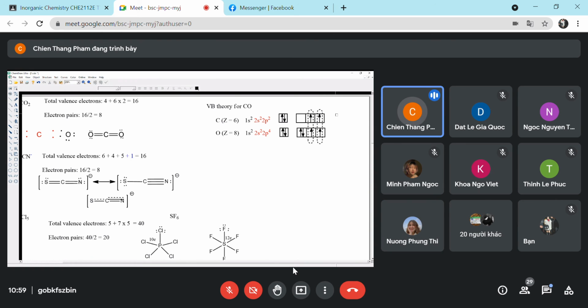Okay, this one we can consider later. So is there any other kind of overlap, or is only this one enough? Is there anything else? Not only the spin of electrons.